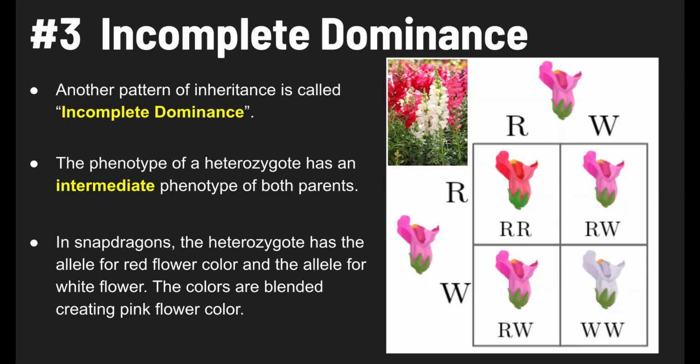So an easy way to tell codominance and incomplete dominance apart is with codominance, you're not going to get a new trait. You'll see both traits from the parents expressed in the offspring. But with incomplete dominance, you do get this new trait that's a blended form of the traits of the parents.